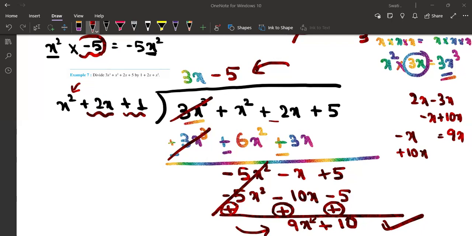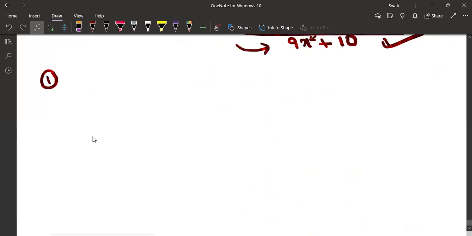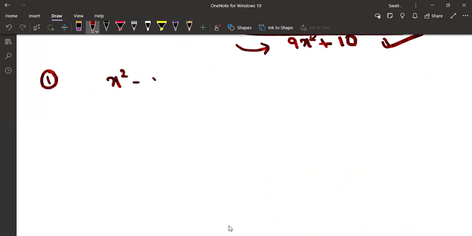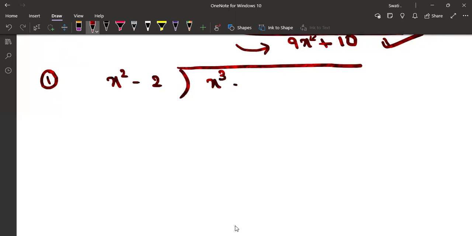So I'll take the exercise question now, so that we can first do some easier questions. Okay. So I'll be taking the question directly. This is NCERT first question, Exercise 2.3. So we have to divide by x squared minus 2, and our dividend is x cube minus 3x squared plus 5x minus 3. Okay. Plus 5x minus 3. Correct?